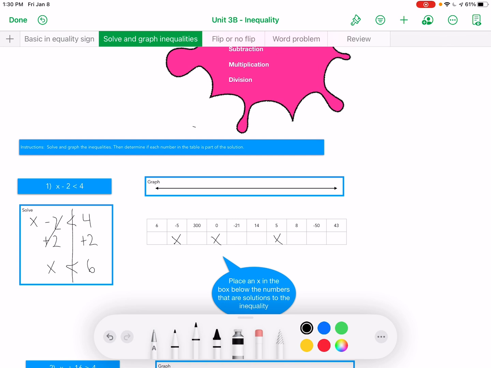It is less than 6, it is not 6, so I'm going to keep an open circle and I'm going to say 6. Then it can be 5, 4, 3, 2, okay? And it is pointing to the left. So I'm going to shade in my arrow to the left. So your solution set here is any number that is less than 6 will make this solution true.